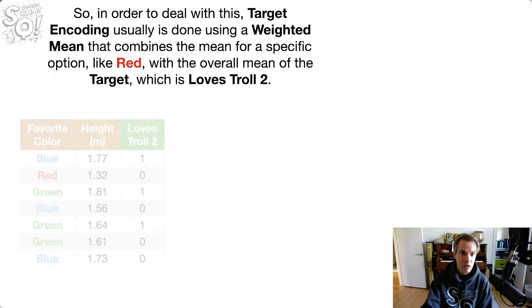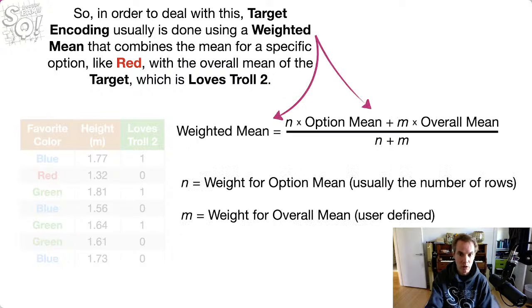So, in order to deal with this, target encoding is usually done using a weighted mean that combines the mean for a specific option, like red, with the overall mean of the target, which is loves Troll 2. So let's look at the equation. Bam, there's the equation. It looks very fancy, but it's really just a weighted mean of the option mean and the overall mean. So let's look at it in action. It's a lot easier to understand when you see it in action.